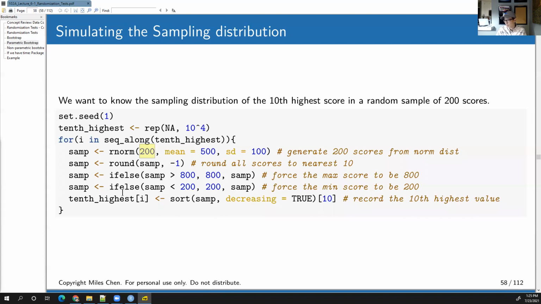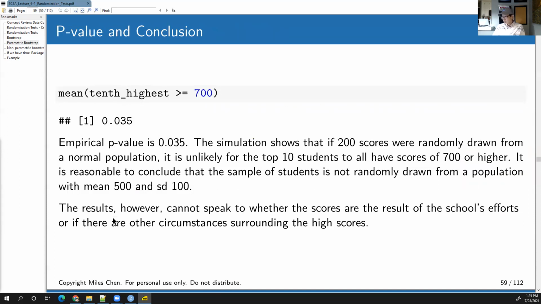We turn everything into SAT scores. We're going to look at the 10th highest, so this one requires us to sort our sample. We sort them from greatest to least, in decreasing order, take the 10th value, and store that into a vector called 10th highest. Then we ask, how often is the 10th highest over 700 if you have 200 people? And we get an empirical p-value of around 3.5%.